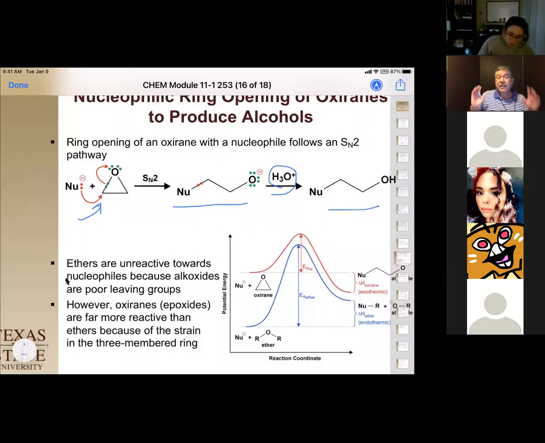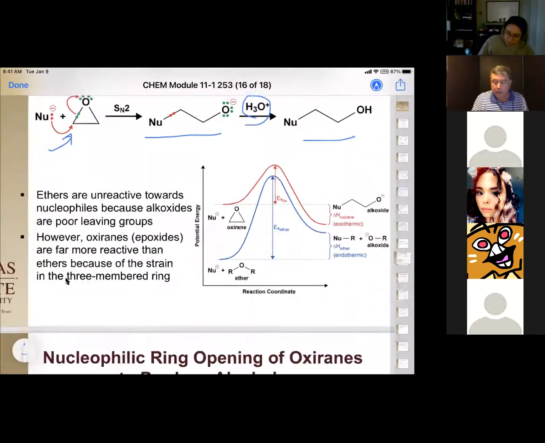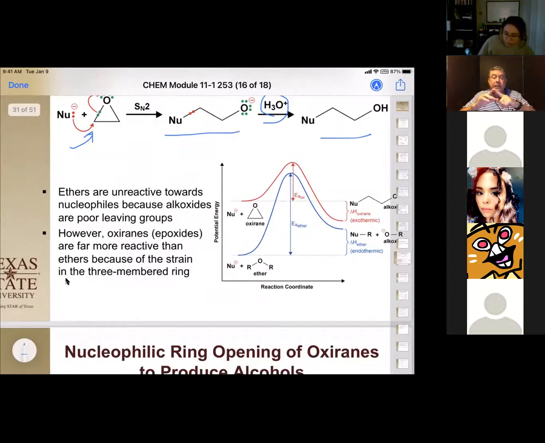And we can use almost any nucleophile for this to generate a bunch of different things. Okay. Now, let's talk about why the epoxy or oxirane is the only ether to react. Oxirane starts out at a much higher potential energy because of the ring strain. So when it's attacked by a nucleophile, it actually ends up being an exothermic reaction because it eliminates the ring strain and the reaction goes forward.